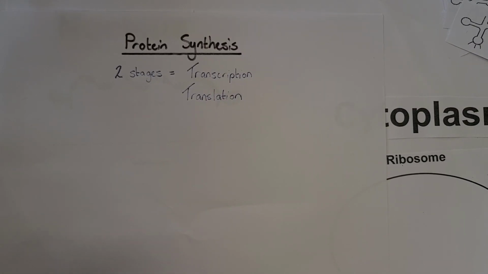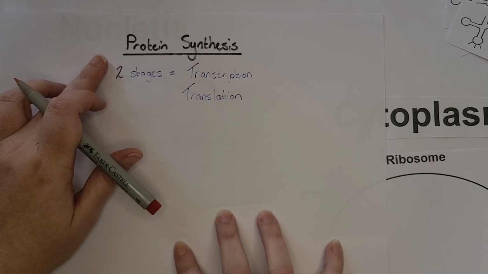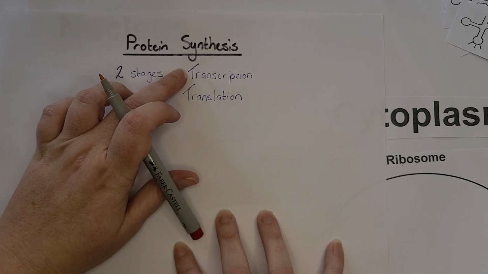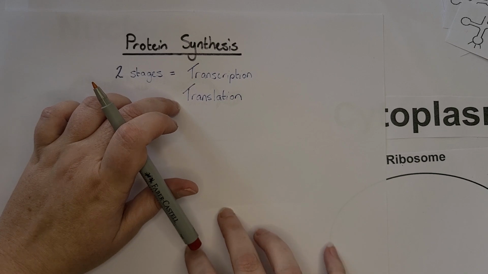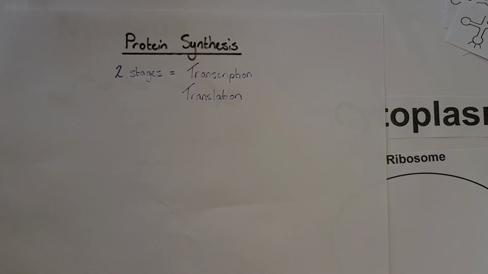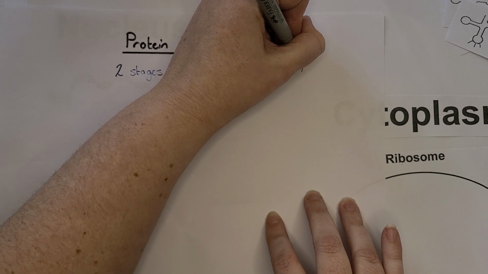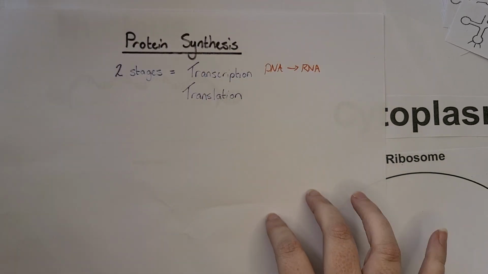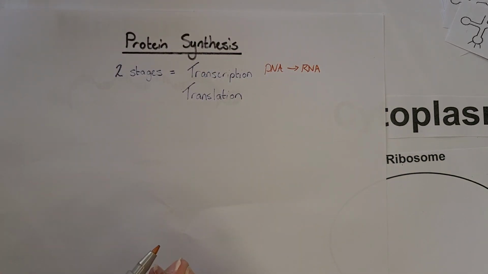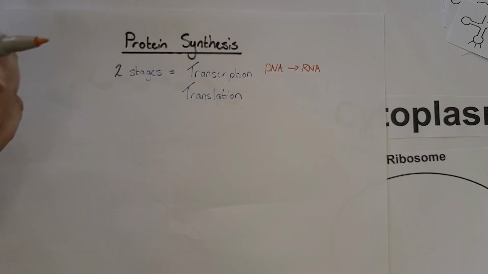Okay, so protein synthesis happens in two stages. First, you've got transcription, then you've got translation. So remember, transcription is taking something and just writing it again in the same way. So you are taking DNA and you're rewriting it to RNA. The same kind of nucleotides. Okay, so we just take it and we write it.